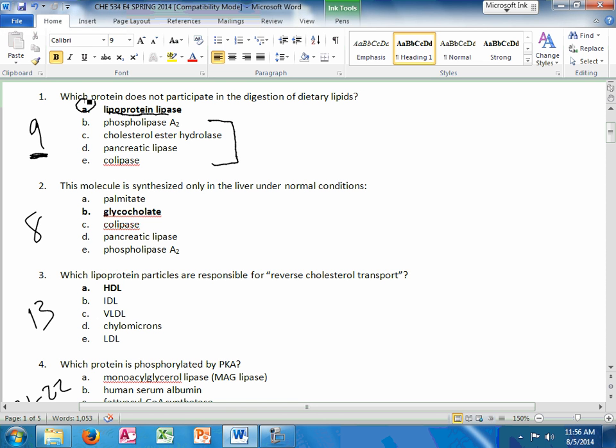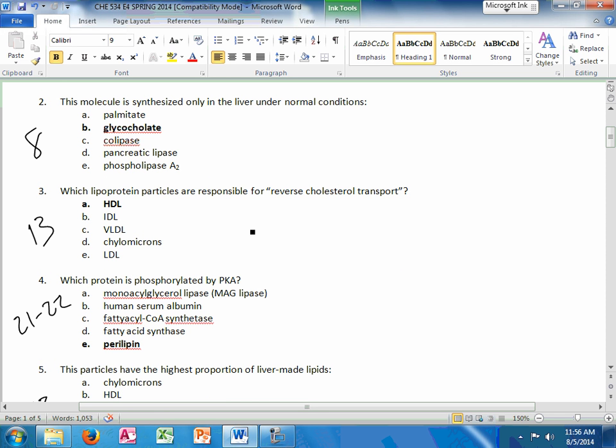This molecule is synthesized only in the liver under normal conditions. A lot of these are pancreatic or can be synthesized in most cells. Glycocholate is a bile salt. Other thing to know about that is that they are cholesterol derived. You'll see the full reactions for glycocholate in Unit 11, how you make those.